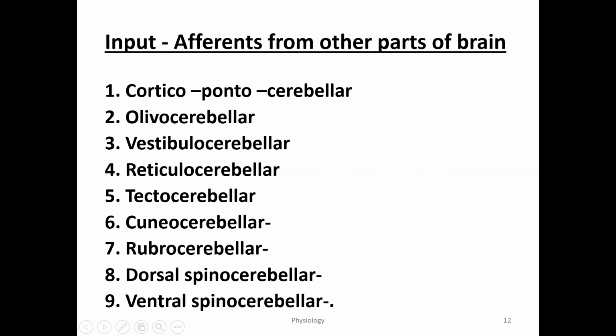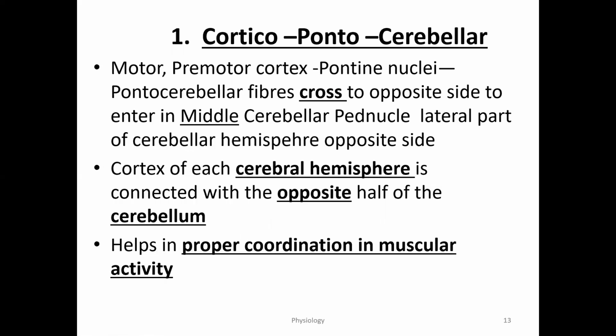So all these other than the olivocerebellar, they enter via the mossy fiber, and they form a moss-like structure inside that makes connections with the granular cells, and that's why it is called mossy fiber. So let us see them one by one.